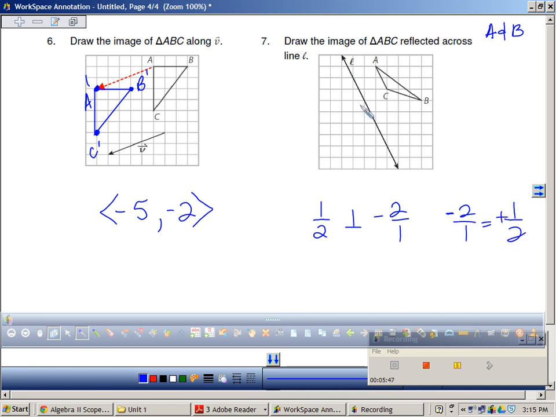1/2 and positive. See how I went up 2 and then to the left 1? Up 2 and to the left 1? But you don't have to know that. If you like slope and you like using slope, that's a good way of doing it. There's another way to do it.